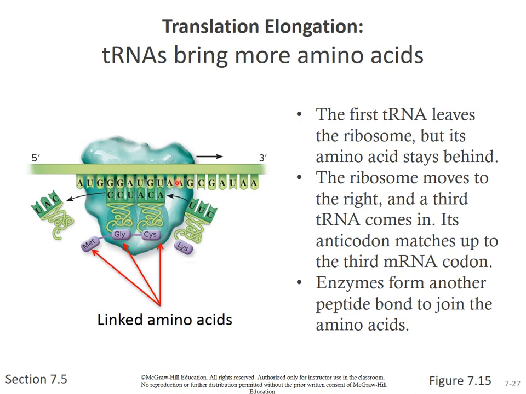It slides down. The next tRNA will be released, but the amino acid will remain. And as this ribosome goes down the messenger RNA, you can see how the amino acids are being elongated. This protein is being elongated and being created by these codons and the tRNA molecules. I believe I got all of these.